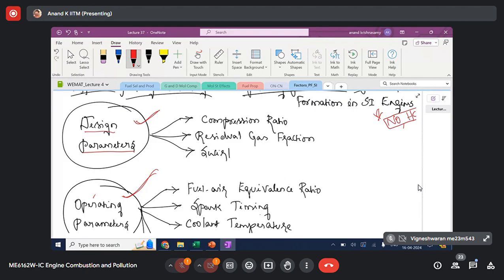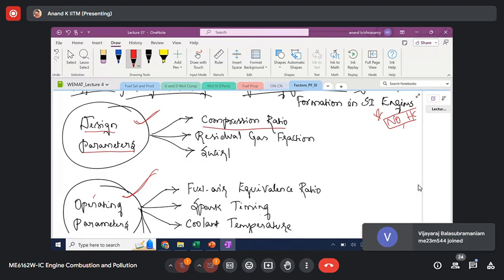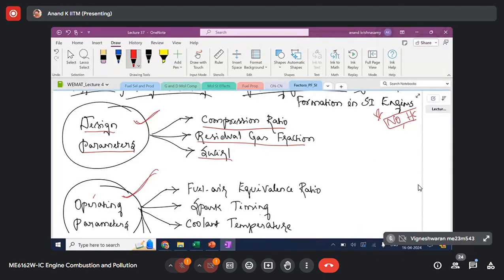So now let us look at the design variables. So you have three important design variables that affect pollutant formation. One is compression ratio. Second one is residual gas fraction. Third one is wall. So these three are the design-based parameters or variable that influences these three pollutant formation in spark ignited engine.